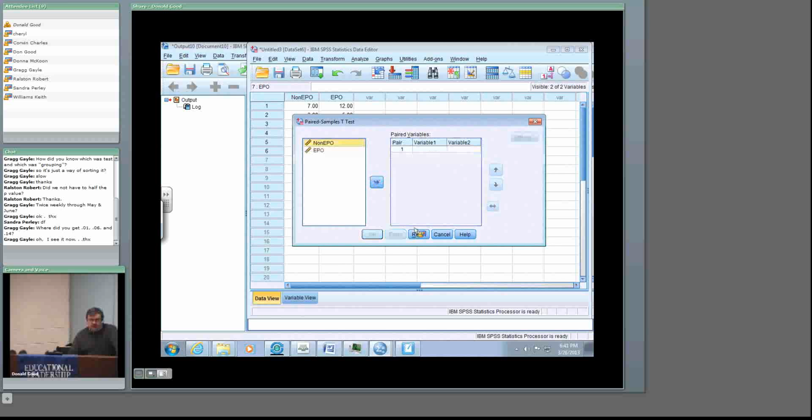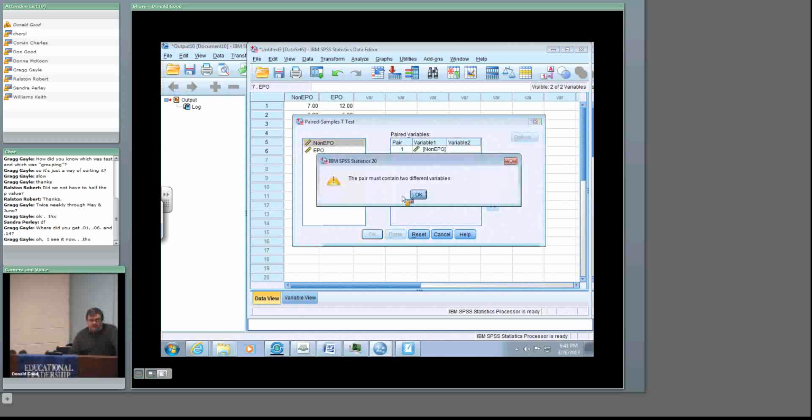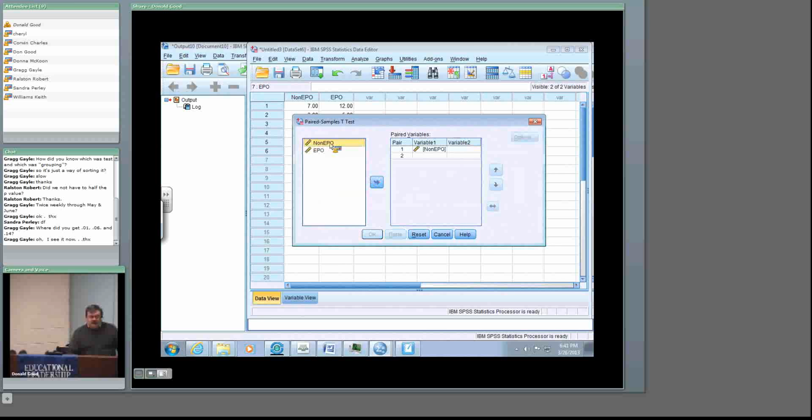Let's reset it again. The easiest thing to do here is, well, I can't double click just one. I can double click both of them. Whoops, I can't either. Just select one, hit the arrow, select the other, hit the arrow. That's it. That'll always work. Sometimes you can take shortcuts on the others. The option, again, we like the 95% confidence interval. All I have to do is click OK and get an output.